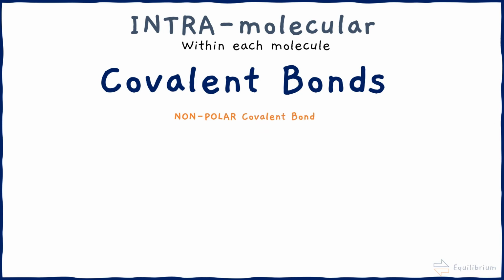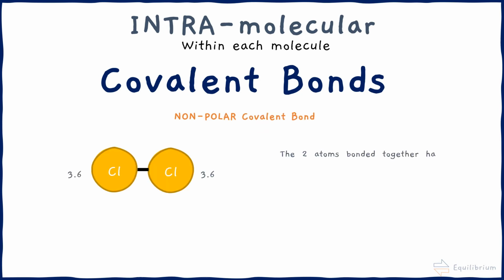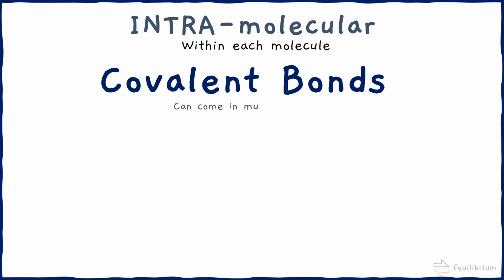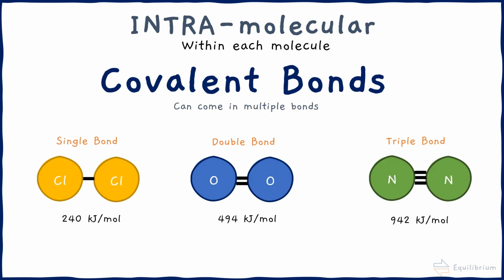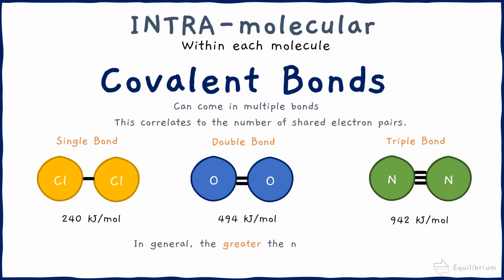Nonpolar covalent bonds are formed, on the other hand, when the covalent bond is between two atoms with an electronegativity difference of less than 0.4. Covalent bonds can come in multiple bonds. This correlates to the number of shared pair electrons. In general, the greater the number of bonds between the atoms, the stronger the bond.